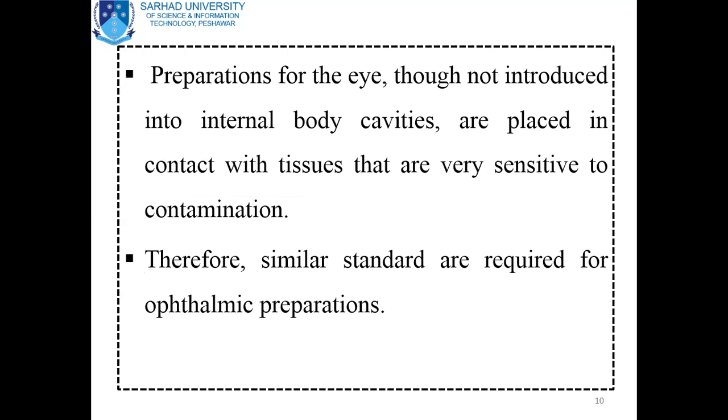There are certain products which are prepared for the eye, though not introduced into the internal body cavities. These preparations are ophthalmic preparations, and these are placed in contact with tissue of the eye that is very sensitive. As you know, the eye is a very sensitive part of the body, and that's why it is necessary to control the contamination. In ophthalmic preparations, it is mandatory to be sterile because of the very sensitive area of the body, that is the eye.